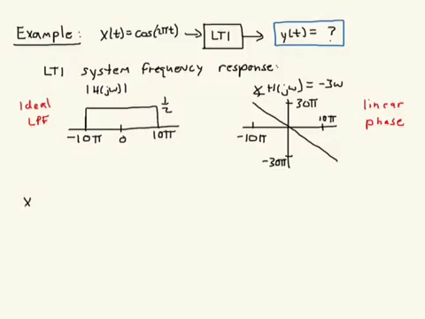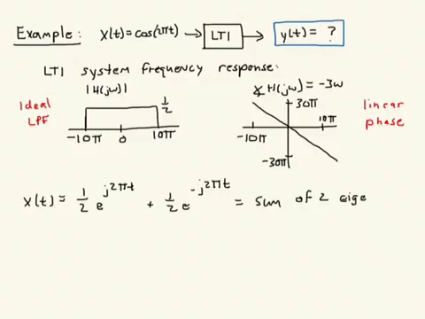And in this way, what we'll do is we'll say, well, we can rewrite x of t using Euler's formula as 1/2 e to the j 2 pi t plus 1/2 e to the minus j 2 pi t. And in this way, we've written the input as a sum of two eigenfunctions. And so these two things are eigenfunctions, and they have different frequencies. One has a frequency of positive 2 pi, and the other has a frequency of negative 2 pi.